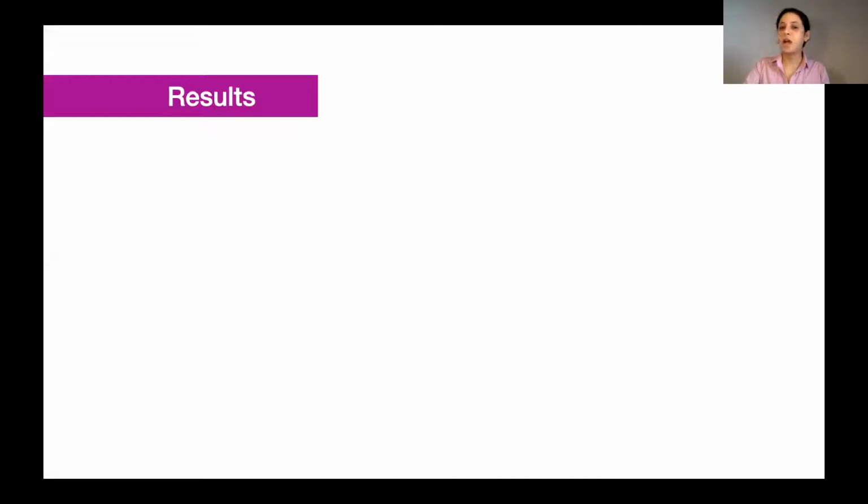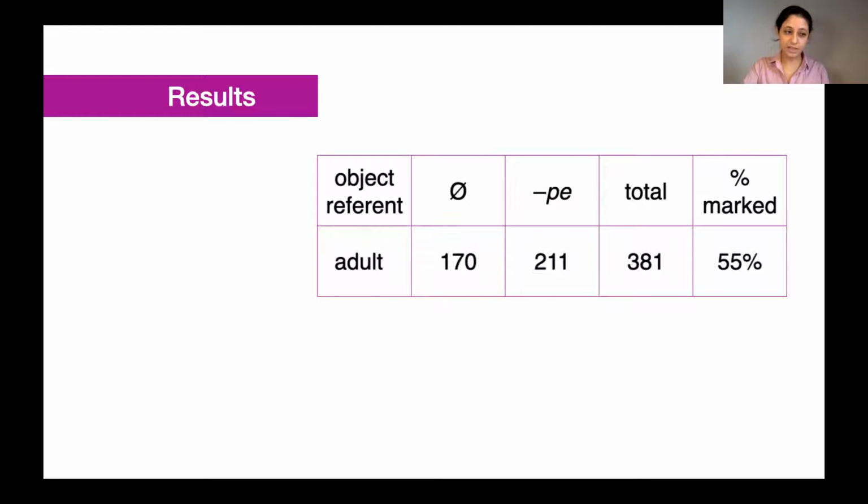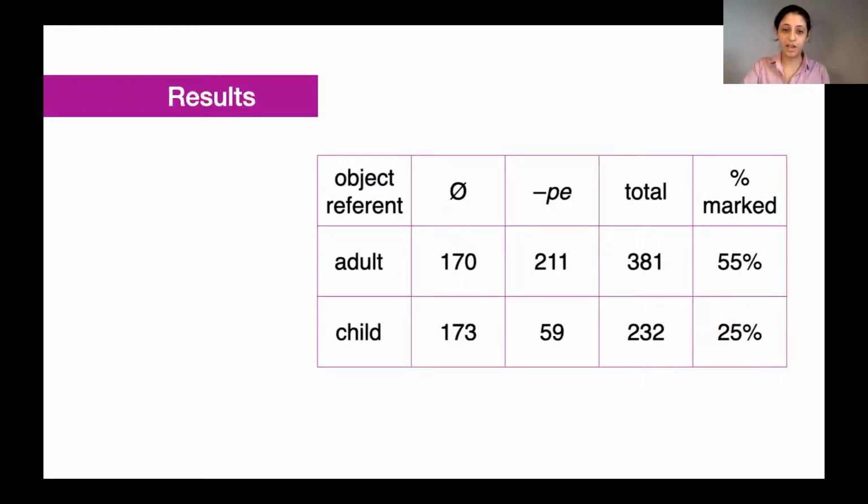Okay. Now, another interesting finding, and this was completely unexpected, to be honest, was that when looking at the referent of the object, I noticed that adult referents were getting the marker a lot more often than child object referents. As you can see, 25% of the tokens that had a child as an object were marked versus 55% of adults.